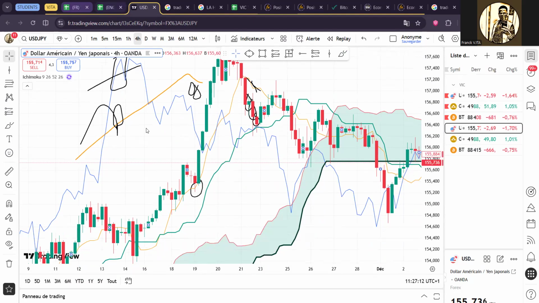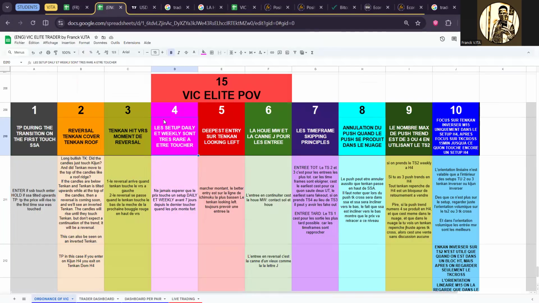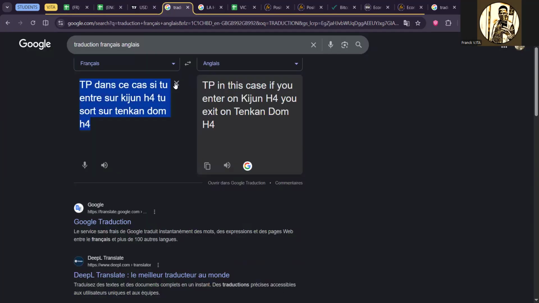So that's the visual identification that I wanted to give you. I call it Tenkan roof. So now let us go to the next.